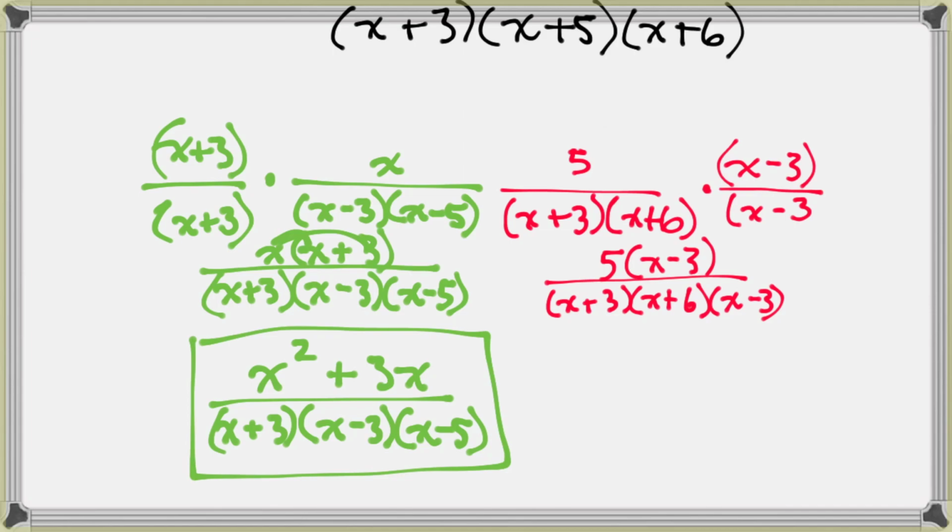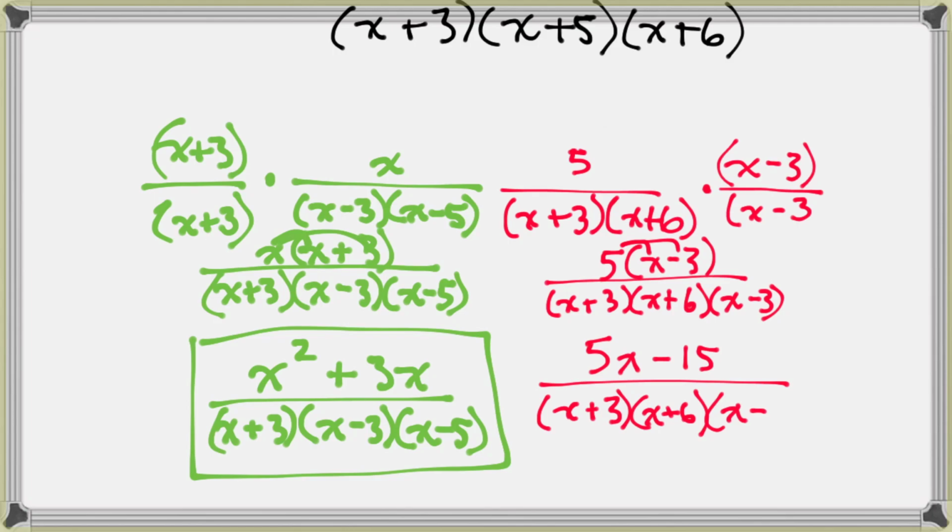Now it's time to do the one on the right. The one on the right, I'm going to need to distribute, and that'll give me 5x minus 15 over x plus 3 times x plus 6 times x minus 3. And I'm done with the one on the right.